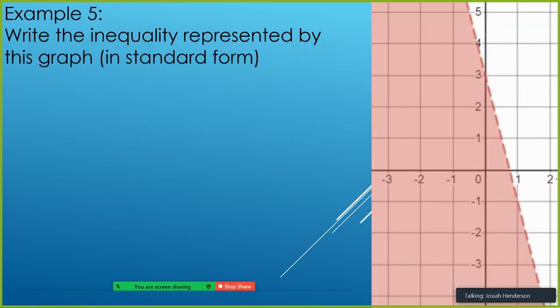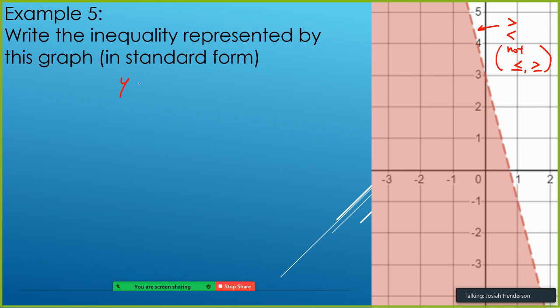Good. So here's an example, Anaya, of a dashed line. It looks more like the lines in the road. And that's our signal that this is going to be either greater than or less than, not greater than or equal to, less than or equal to, because of that dashed line.